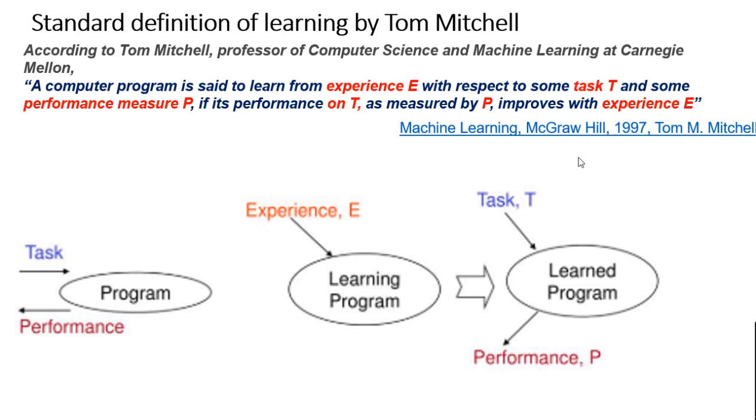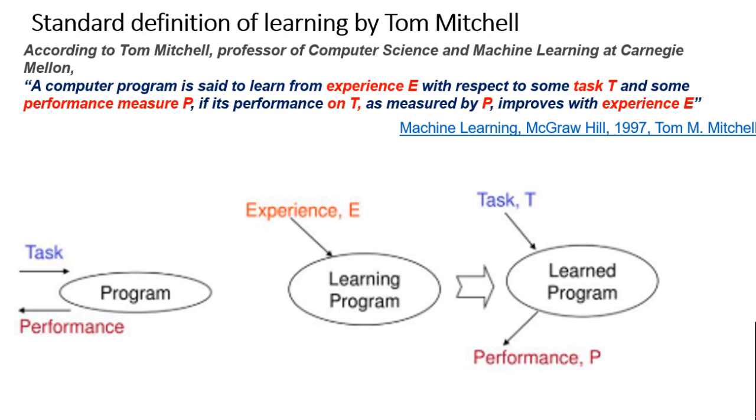Now coming to the standard definition of learning by Tom Mitchell, who is a professor of computer science and machine learning at Carnegie Mellon University. The definition states that a computer program is said to learn from experience E with respect to some task T and some performance measure P if its performance on task T, as measured by P, improves with experience E. So this was the definition. It has to be stated in the similar way without any changes, right? This is the standard definition of learning by Tom Mitchell, which was stated in 1997.